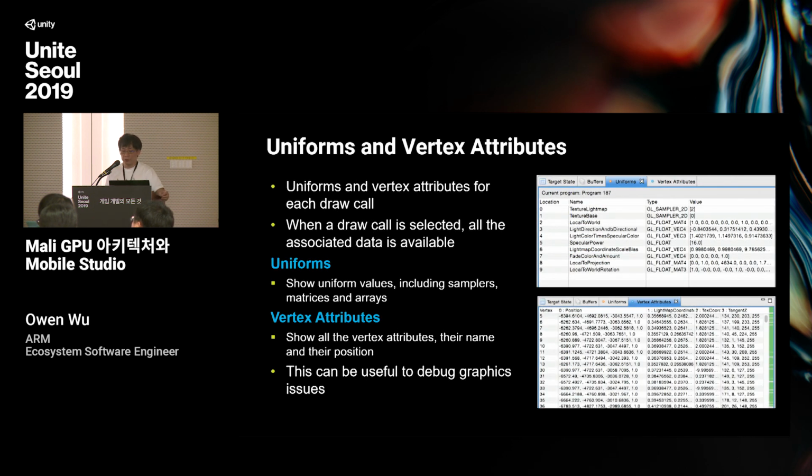This window shows the contents of uniforms and vertex attributes for each draw call. So when a draw call is selected, all the associated data is available. The uniform tab can show uniform values, including samplers, matrices, and arrays, so you can debug here. And the vertex attribute tab will show all the vertex attributes, their names, their positions and the data. You can also view the rendered mesh in 3D here. This is quite useful to debug a graphics issue.